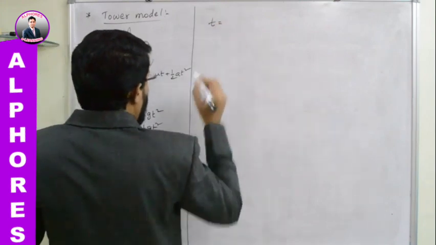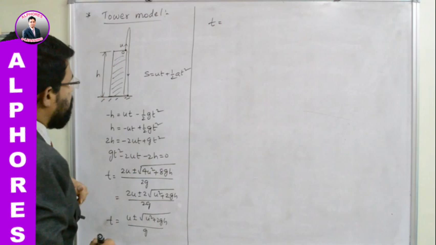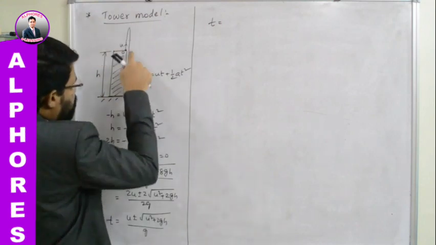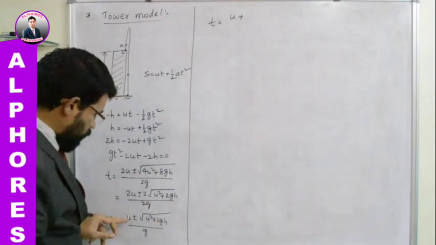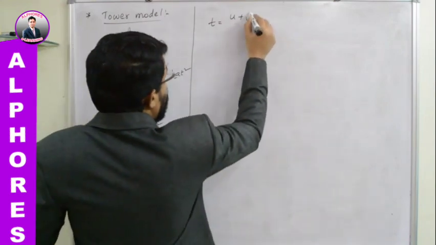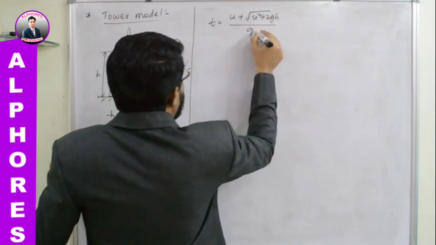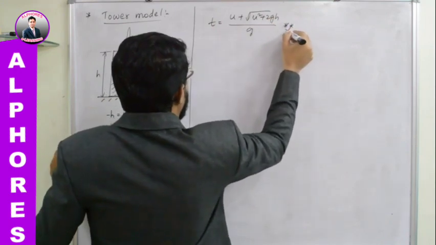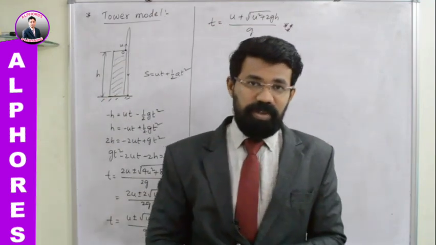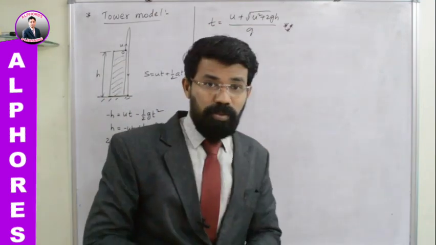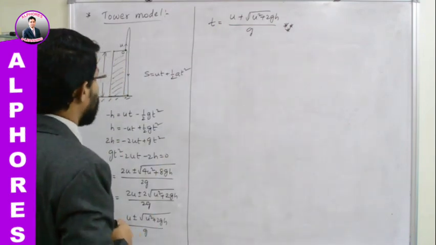T is equal to what? Finally, time of flight. Time of flight, in the sense, time taken for this displacement minus h, or time taken by the body to reach the foot of the tower, is equal to u, I am considering only the plus sign, under root u square plus 2gh by g. And this is a very important conclusion connected with this tower model, time of flight. There are problems connected with this one. Okay, there is one model called the balloon model, I will tell you that. So time of flight is equal to u plus under root u square plus 2gh by g.